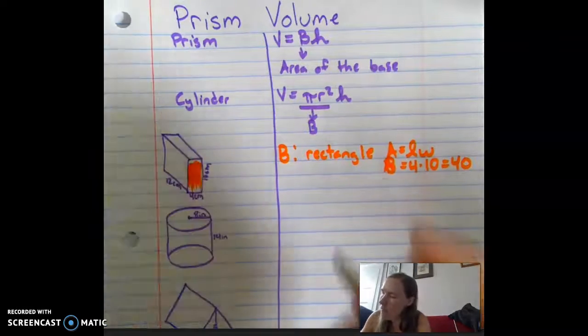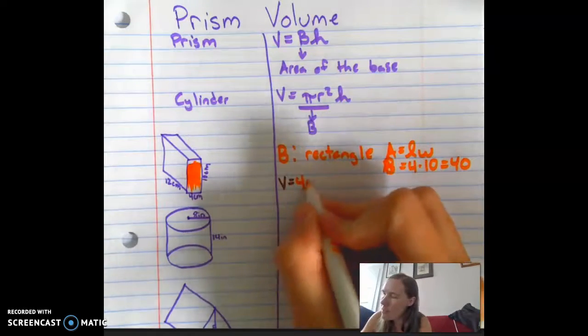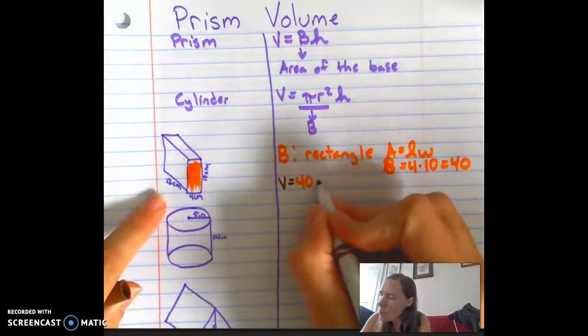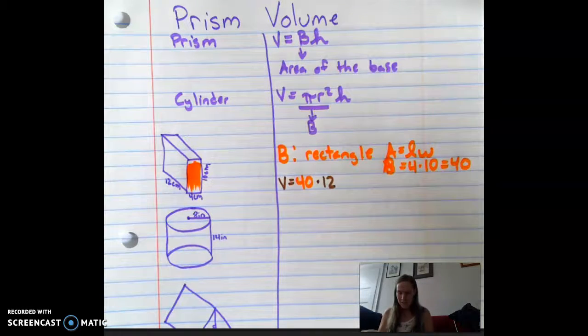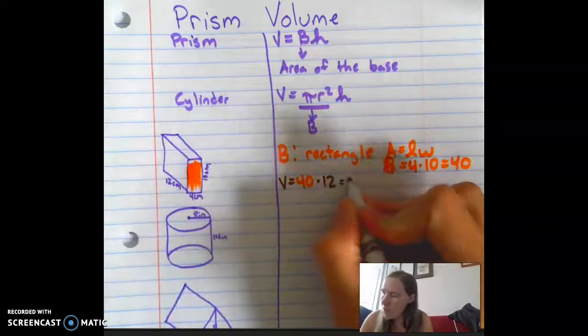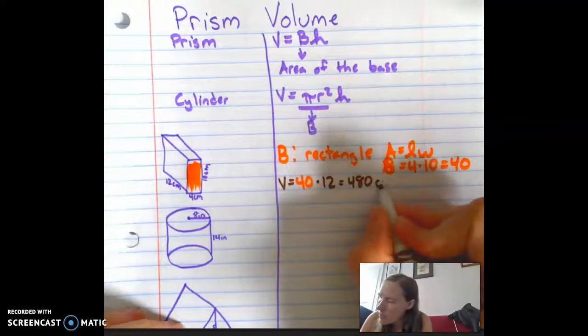So my volume is my big B, which is 40, times my height, which is 12. If I use my rectangular prism of a calculator, 40 times 12 would give me 480. Note the units here are centimeters.